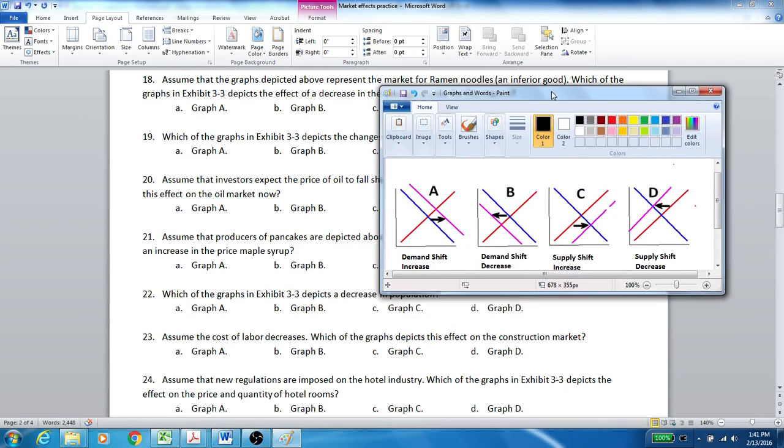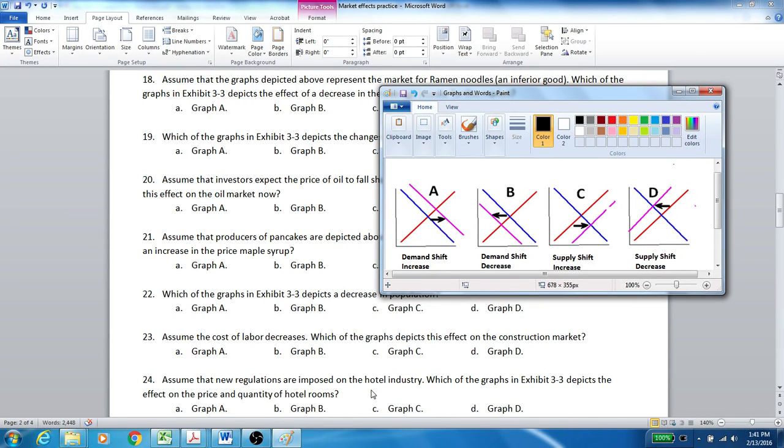The cost of labor decreases. Labor is an input, so it makes it easier to be a supplier if you can hire people at a lower cost. And so the construction market is no exception, and there's going to be an increase in supply of construction and construction jobs because of the decrease in the cost of labor. C.